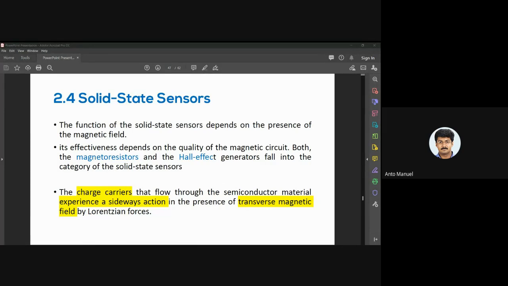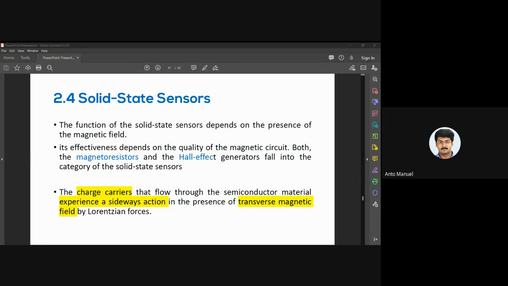Hi all, and today we are going to discuss solid state sensors. In the last few classes, we have already discussed some kinds of sensors that work under the principle of Hall effect, and I have already shown you a video relating to the Hall effect. And now we are discussing some points on solid state sensors.